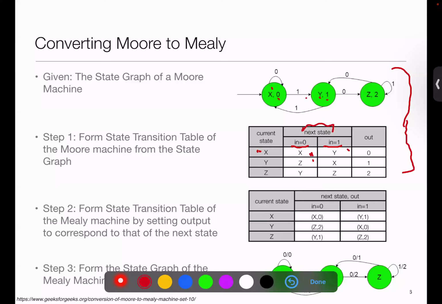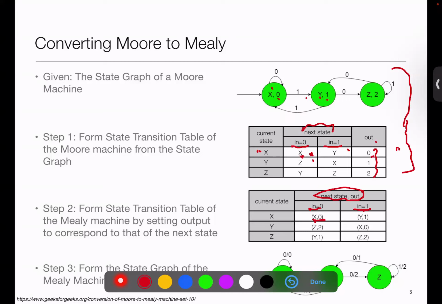So how do we make a Mealy machine out of it? The idea is that we start with the state table. Then, instead of the output being associated with the state, our goal is that the output is going to be associated with the input now. So we pull this output column into the next state, making a new column, next state comma output, for the two cases, input 0 and input 1.